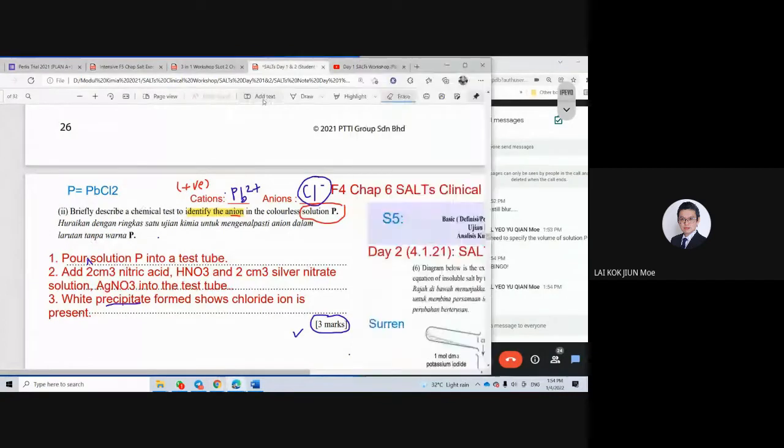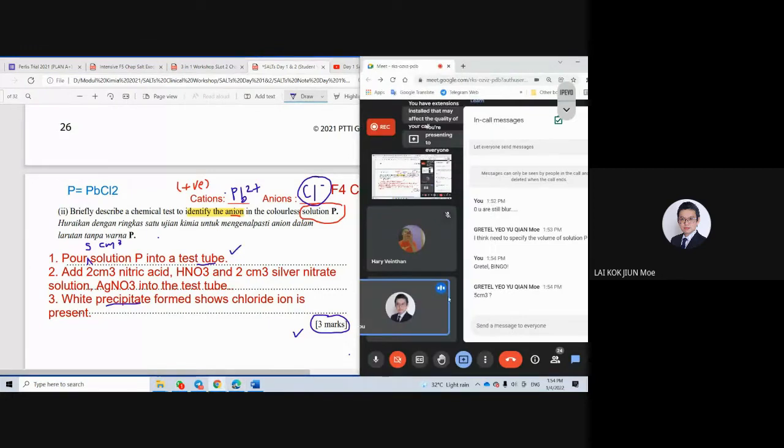5 cm. Because we have to put a logical number according to the device you use. Because we use the apparatus to test it, so it cannot be more than 10. So 5 cm is logical. Very good. Right here, now perfect already. 3 marks already.